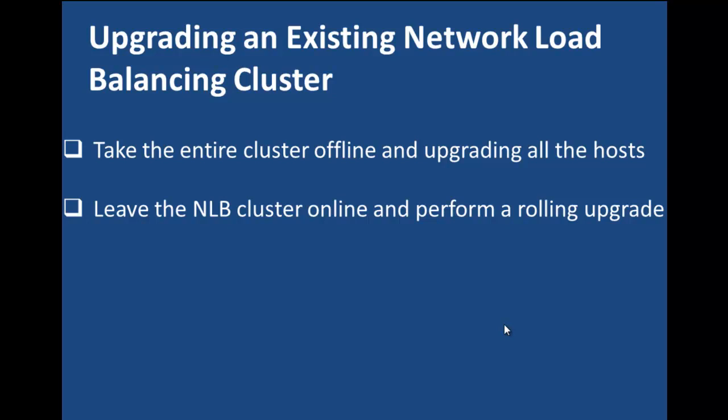The second method, however, is to leave the cluster online and perform what we call a rolling upgrade. With a rolling upgrade, what we're going to be doing is upgrading one node at a time. So let's say, for example, we had 12 nodes in the cluster. What we will be doing is taking one node, take that node offline, upgrade that node, and then add the node back to the cluster. In this way, the cluster service will still be available and our clients will still have access to content.